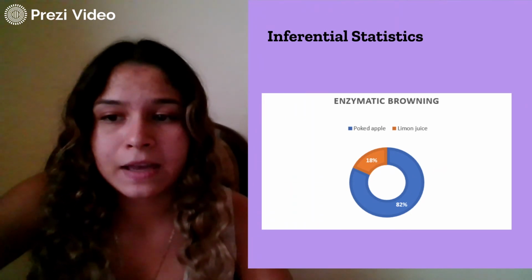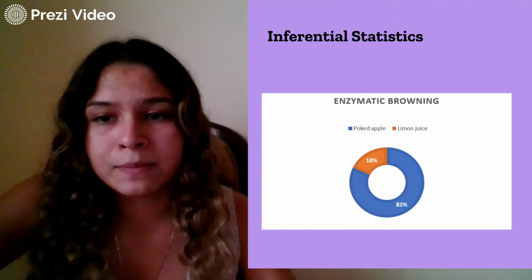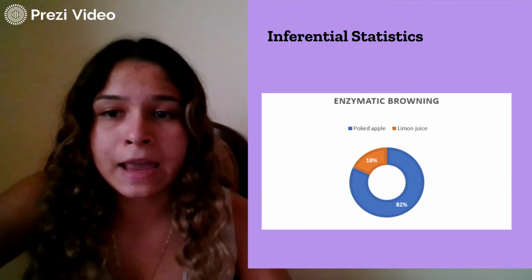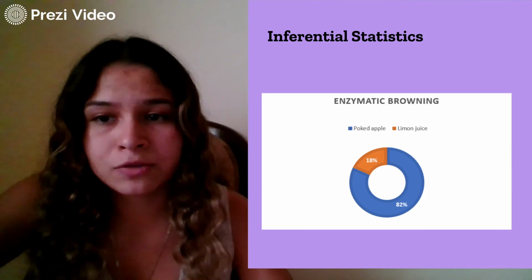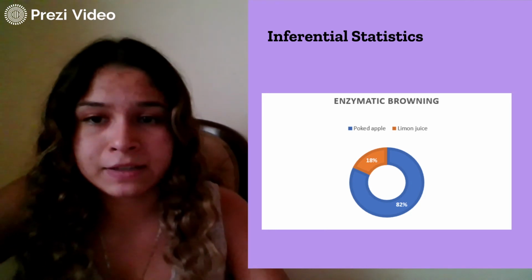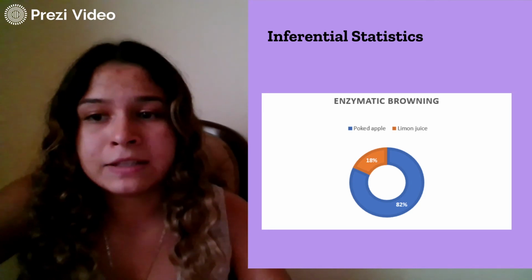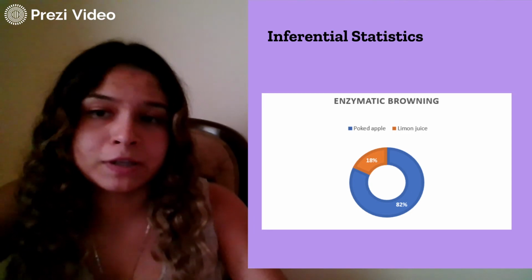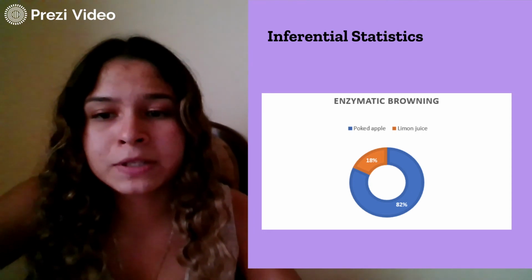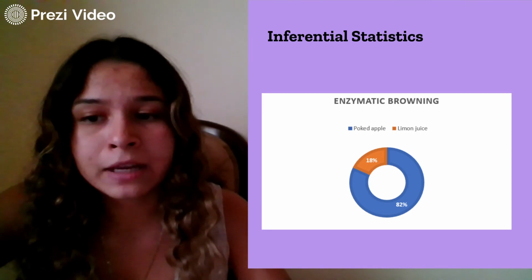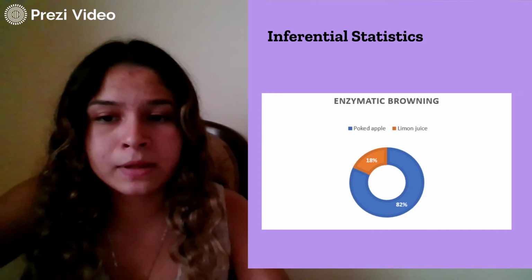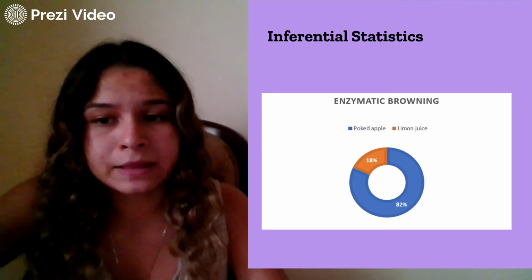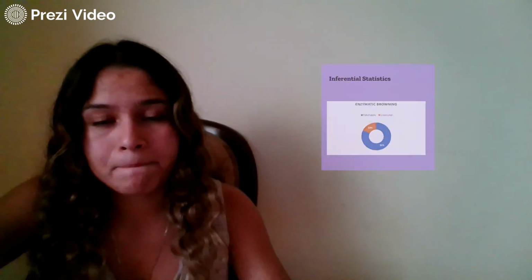Inferential statistics: it is estimated that there is an 82% chance of slowing the oxidation process using lemon juice as a treatment, versus 18% if no treatment is used. The research predictions are that the longer the oxidation of the apple goes, the more visible the browning becomes, compared to the shorter the time.